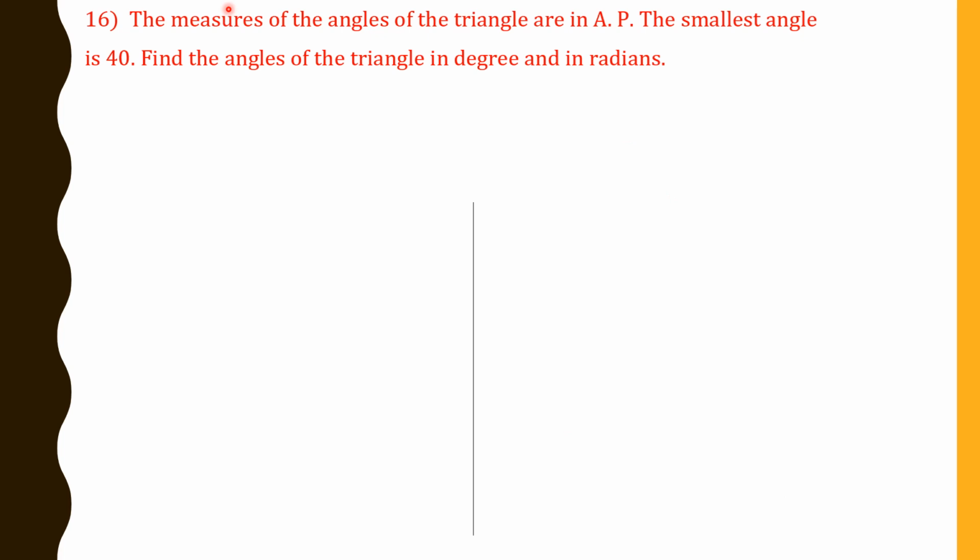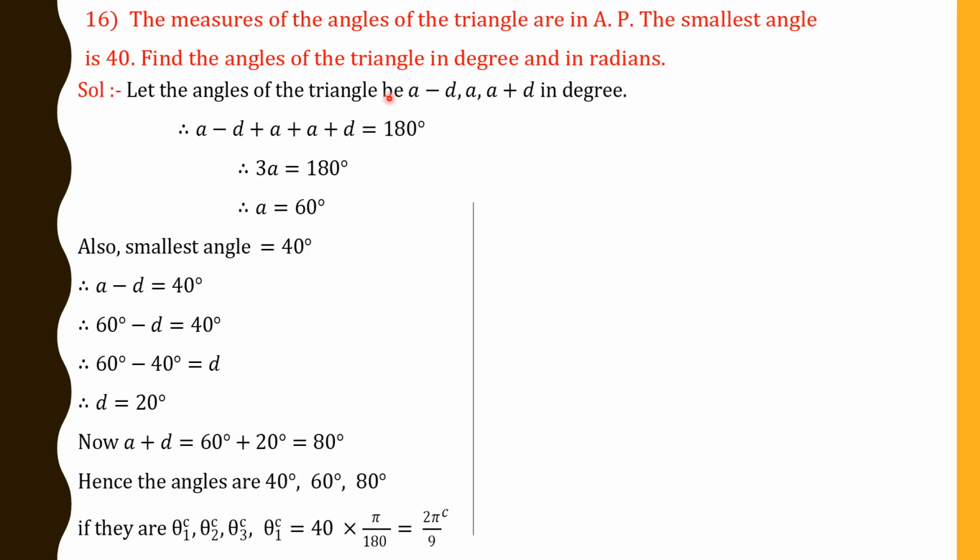Example 16. The measures of the angles of a triangle are in AP. The smallest angle is 40 degrees. Find the angles of the triangle in degrees and radians. Here also it is given that the angles of the triangle are in AP, arithmetic progression. The difference between consecutive terms is the same. Therefore, we use three angles as A minus D, A, and A plus D. And using the result that the smallest angle is 40 degrees, find the angles in degrees and radians.